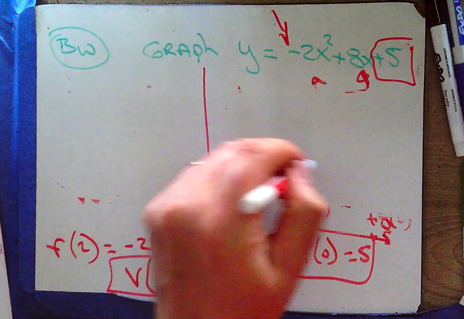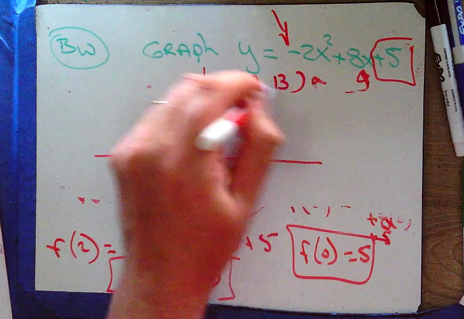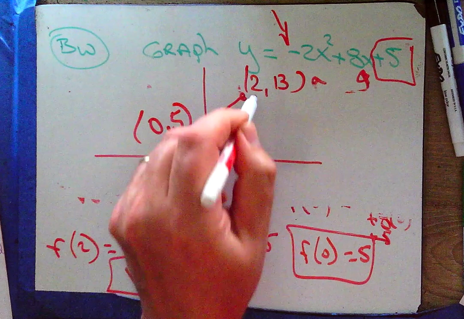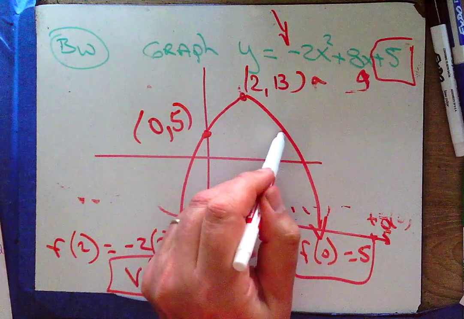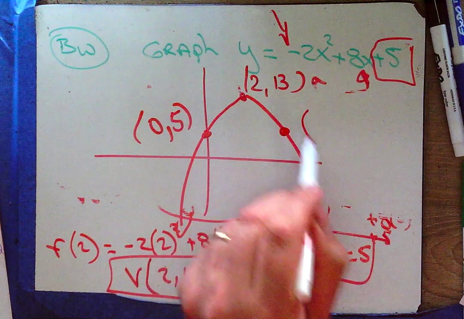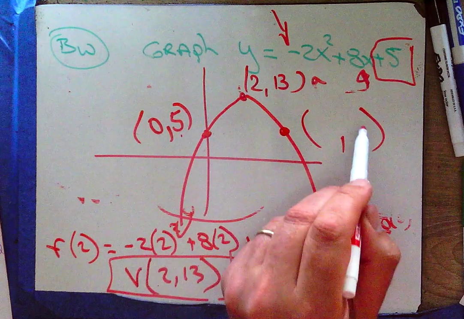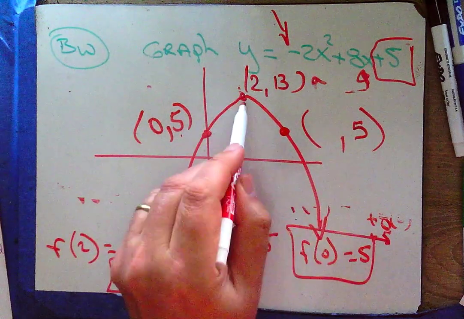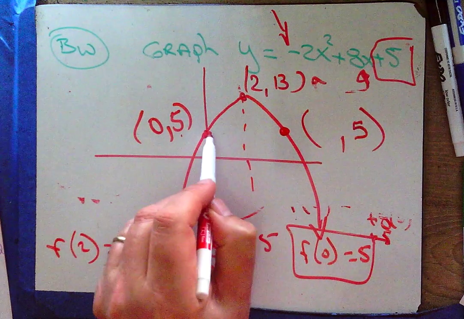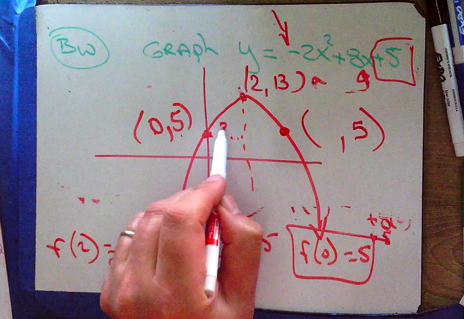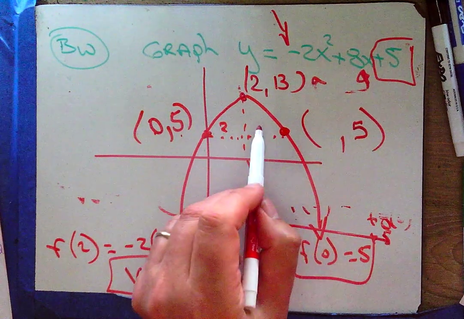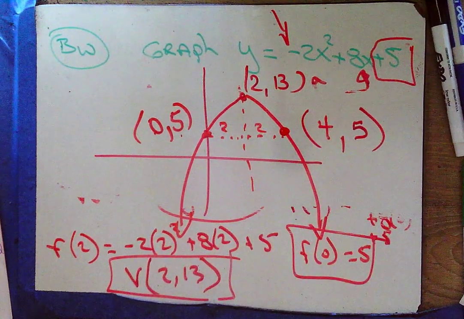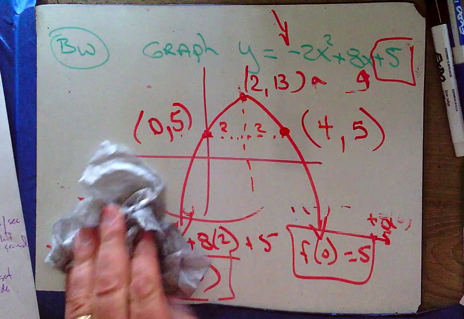So (2, 13), (0, 5). This is the vertex, parabola points down, and so over here there's this third point that has the same y value as the y-intercept. And what's the x value? Well, we know the distance from here to here, from 0 to 2, is 2. So this distance, because of symmetry, must be 2. And so the whole distance here is 4. So there's my graph. Okay, that's the first one.